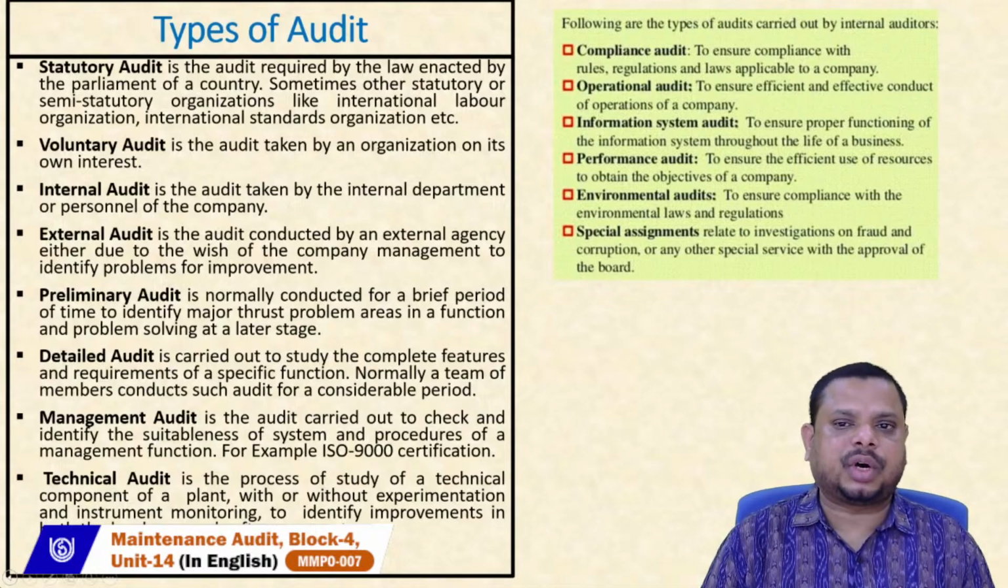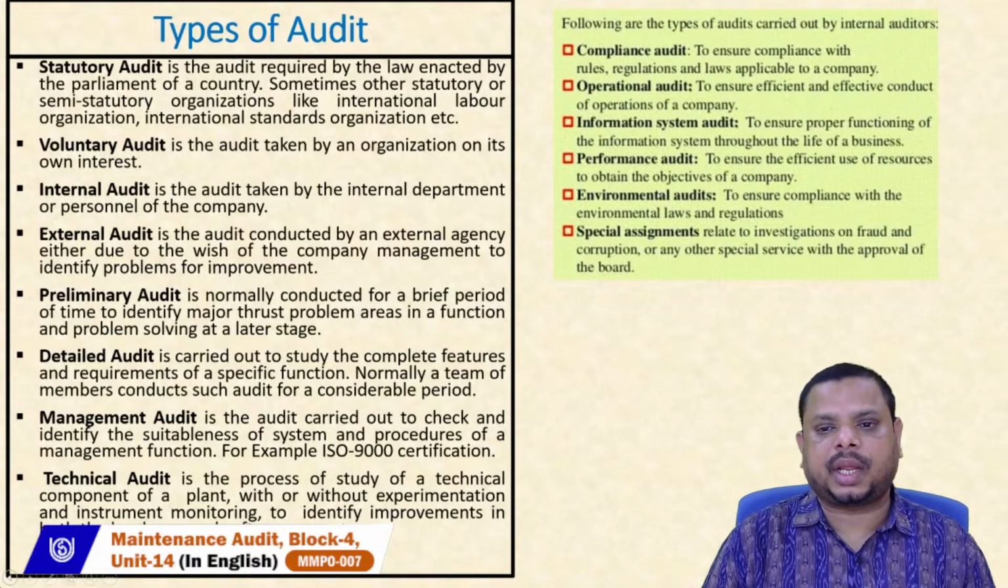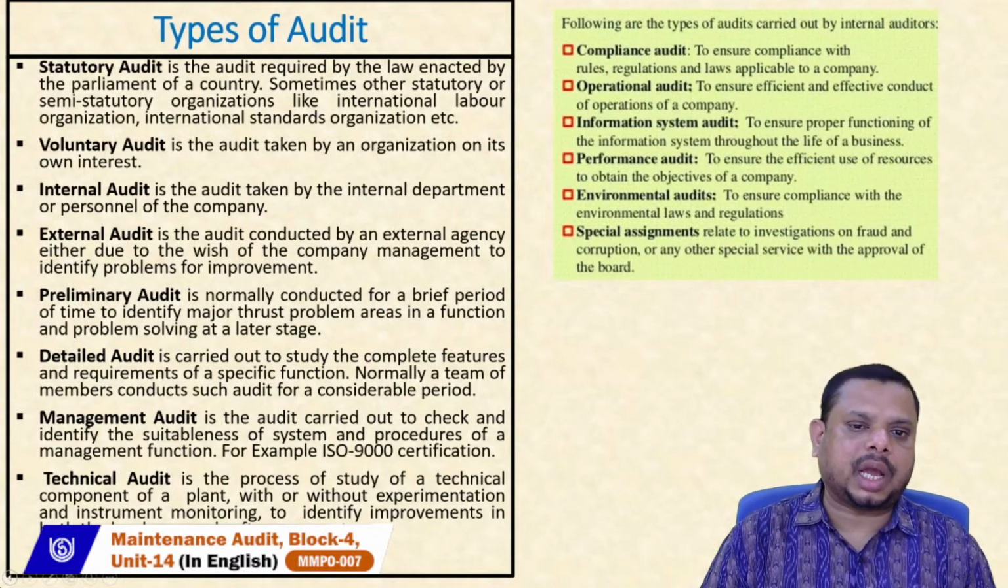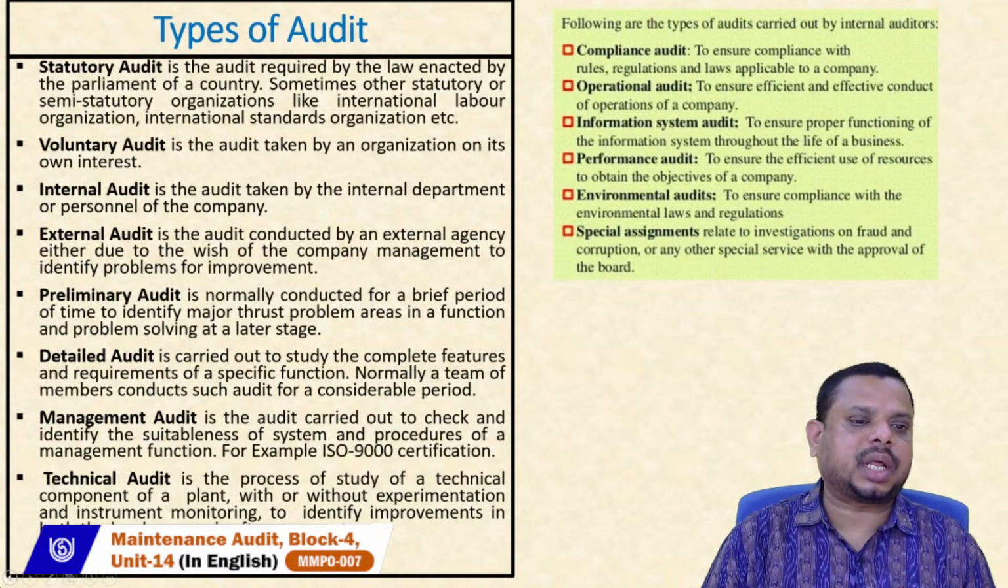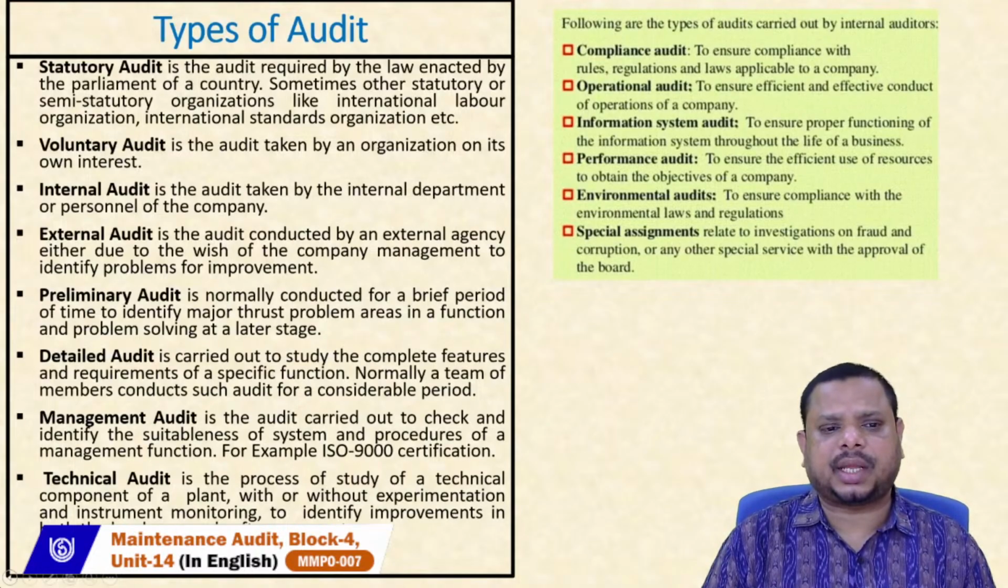The next, the common type of audit, is known as internal audit. This is an audit taken by inter-department personnel of the company. For example, the process department takes the audit for the production department, and the production department conducts the audit of the quality department. So this is known as internal audit. The next one is external audit. This audit is conducted by an external agency, in most cases a third-party agency, assigned by the company management to identify problems for improvement. So these are known as external audits.